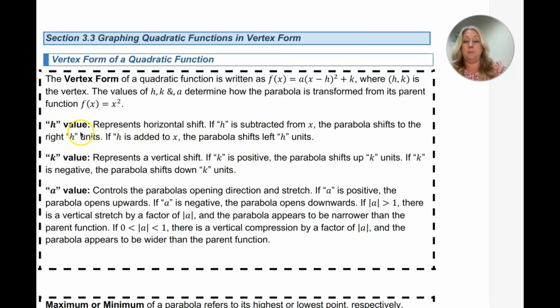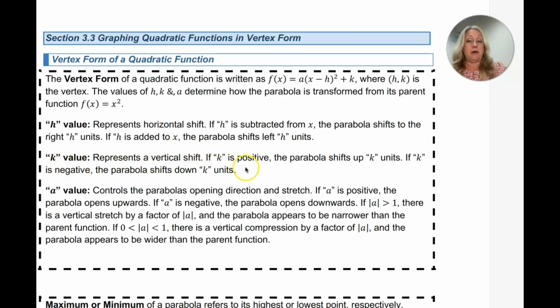So let's think back on what happened with the h value. Well, it represents the horizontal shift, right? How far left or right is it moving your parabola? Well, if h is subtracted from x, the parabola shifts to the right h units. If h is added to x, it shifts the parabola left h units. So it kind of is maybe opposite of what your brain is thinking is going to happen there. That's the one where he said insiders or liars.